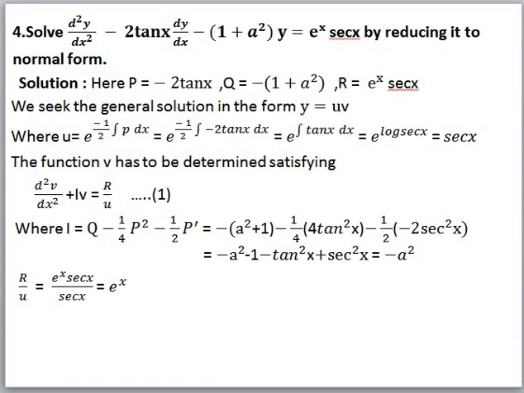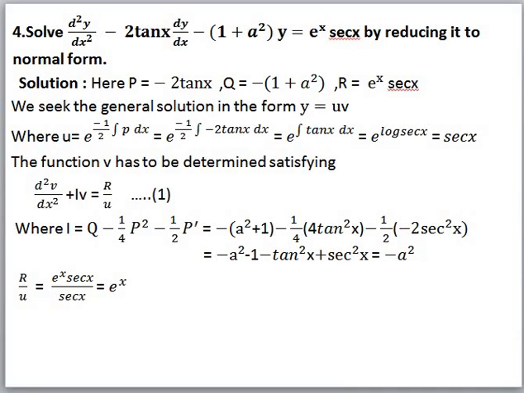So solve d²y/dx² minus 2 tan x dy/dx minus (1 plus a²) y equals e^x secant x by reducing it to normal form. So solution here, also comparing with the standard form, here P is equal to minus 2 tan x, Q is equal to minus of (1 plus a²), and R is equal to e^x secant x. We seek the general solution in the form of y equals uv, removing the first derivative.